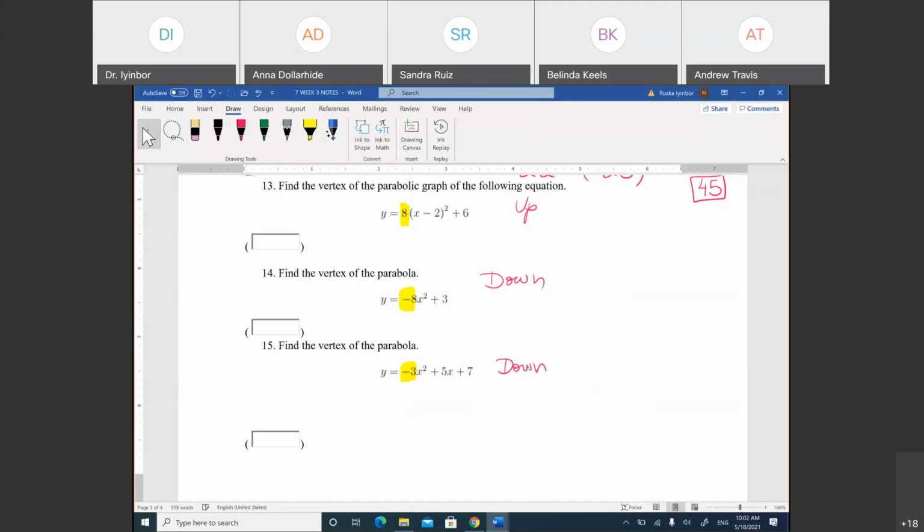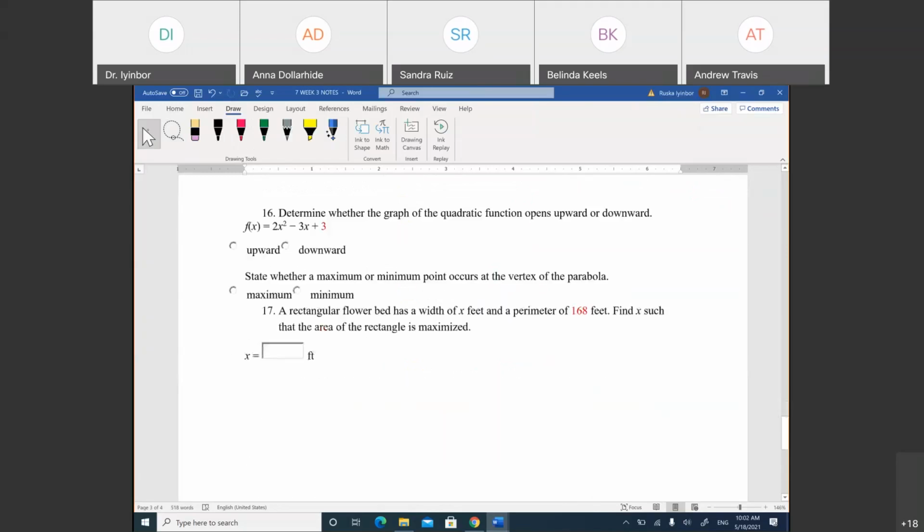Okay, then we have a little more here. Number 16, that's exactly what they're asking. Determine whether the graph opens up or down. Up, because this is positive, right? That's right. Okay, so is it maximum or minimum?